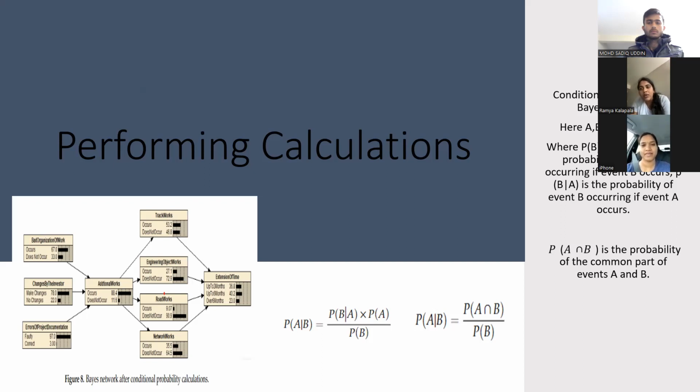In the figure above, we can see the network that determines the conditional probability of events that occur together. And the remaining slides will be continued by my friend Sadiq.